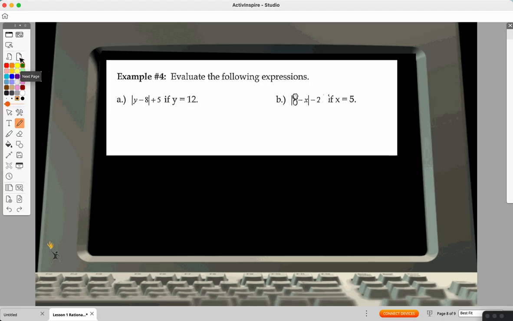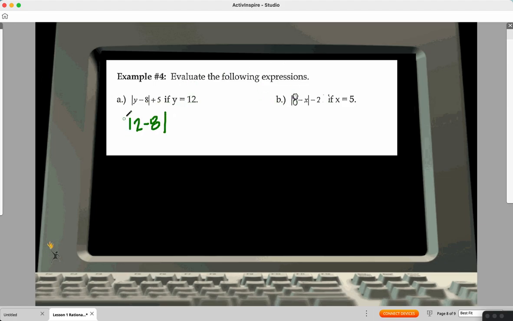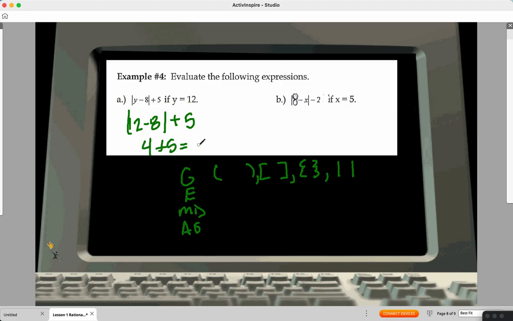So if we follow a problem like this, the whole idea of an expression is just being able to plug things in. What am I going to do first? And this is where I want to bring in the idea of GEMDAS. An absolute value symbol is one of the grouping symbols. We're used to parentheses, brackets, and braces, and finally the last one is the absolute value symbols. So the first thing you're going to do is treat this just like a set of parentheses. 12 minus 8 is 4. 4 plus 5, the answer is 9.